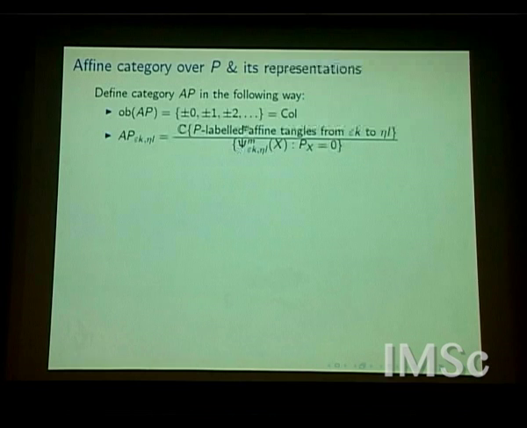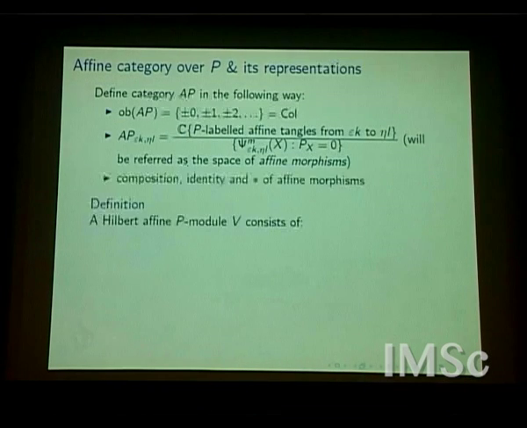Any affine tangle can be written as psi m epsilon k eta l of x, where x is a linear combination of labeled tangles. Now, P acts on these tangles, and if that action is 0, you set the affine tangle to be 0. These will be called affine morphisms. We can also compose, there is an identity affine morphism, and the star of an affine morphism is just reflecting an affine tangle inside out and replacing the labels by their corresponding stars.